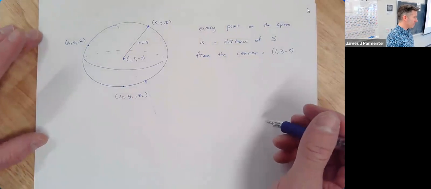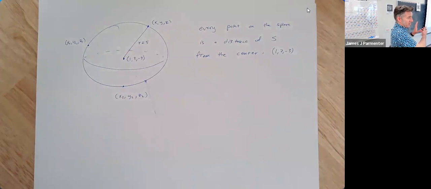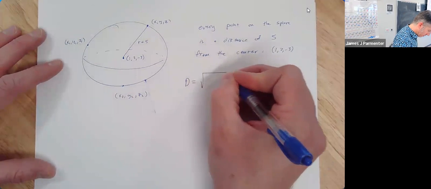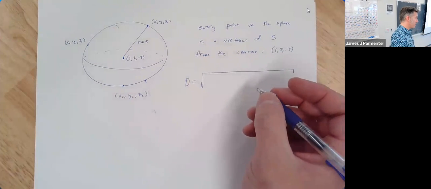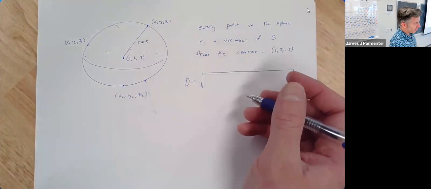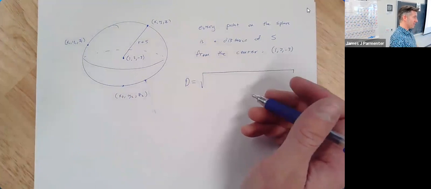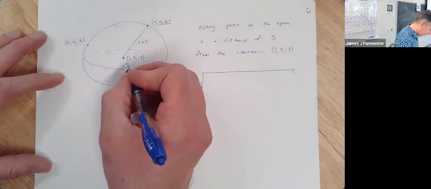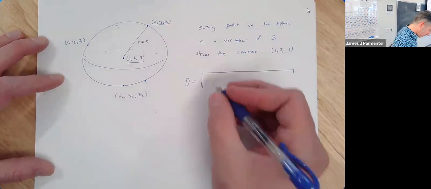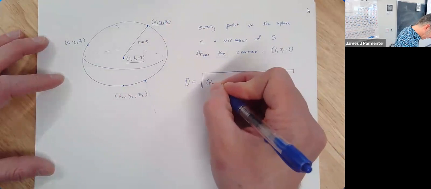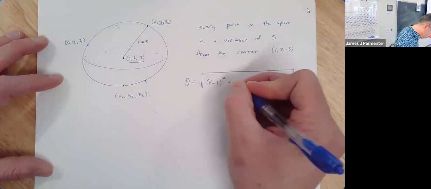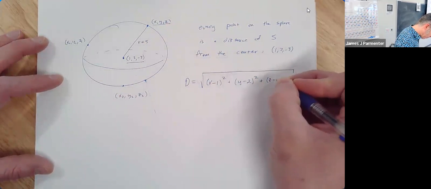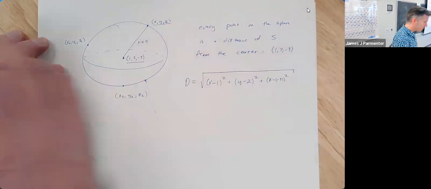All the distance formula. There's 3 dimensions. You're just adding on the third coordinate. So the distance between 2 points is the square root of the difference in the x coordinate squared plus the difference in the y coordinate squared. And then if we're going 3 dimensions, plus the difference in the z coordinate squared. So if I want to find the distance between this point and this point, check it out. It's going to be x minus 1 squared plus y minus 2 squared plus z minus 3 squared.